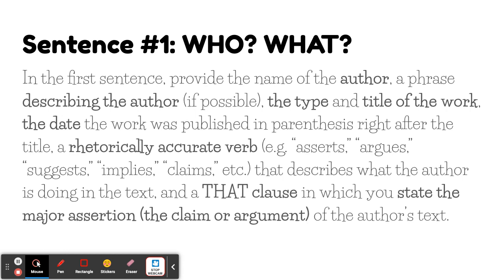After the title and date, it's important to write a rhetorically active verb. These verbs sound like asserts, argues, suggests, implies, claims, supports, etc. These words tell us what the author is doing in the text. And after a rhetorically active verb, you need to use a that clause that states the main claim of this text. We need to know what the author is doing and what they are trying to achieve with this that clause.